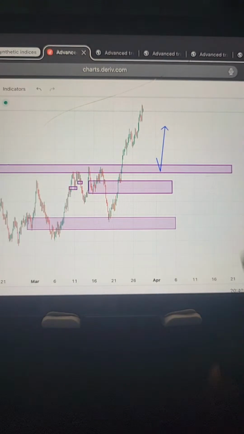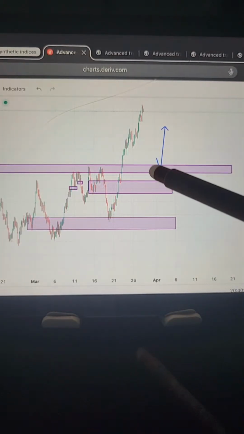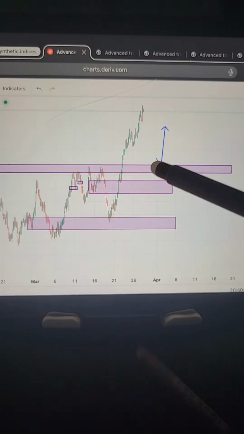So you can see what volatility 25 is doing. I'm expecting price to retrace back to this zone. I'll be looking for a buy from around this zone. If this place does not hold price, I'll wait for price to come back to this zone. This is a very strong level that price might choose to react from. So what I'll do is wait for price to pull back to this zone, then I'll be looking for my buy from around this area of interest. So this is what is actually happening on volatility 25.